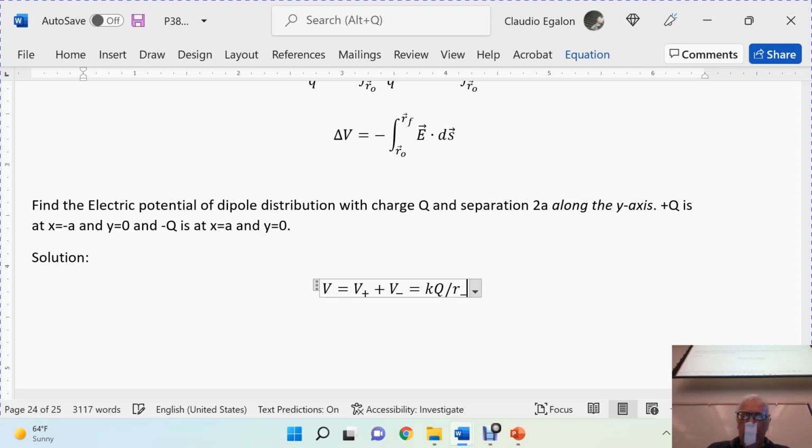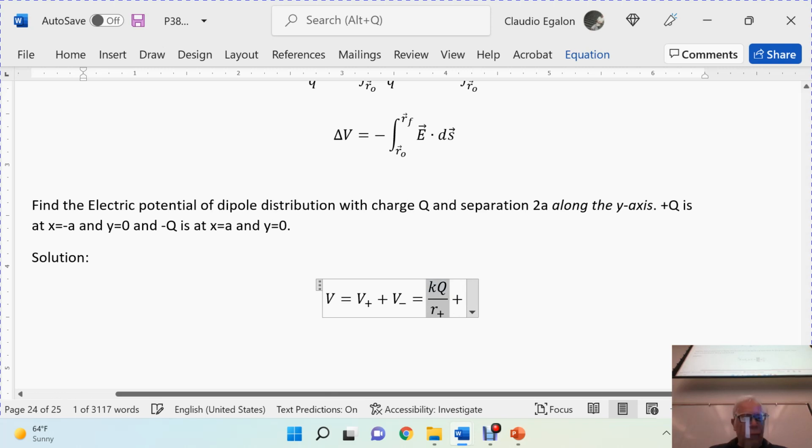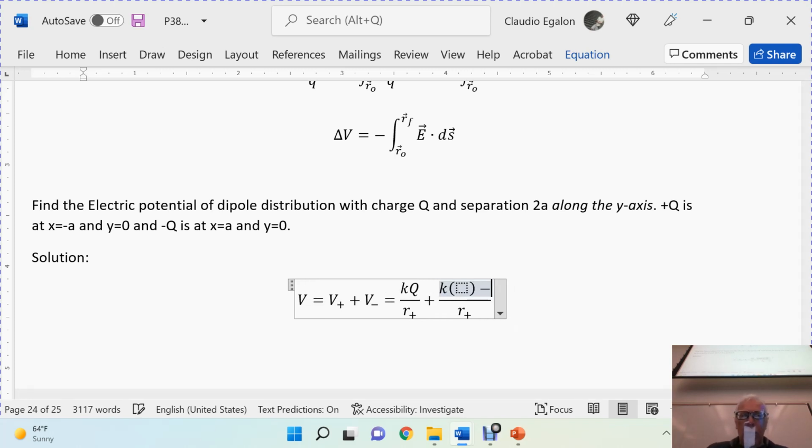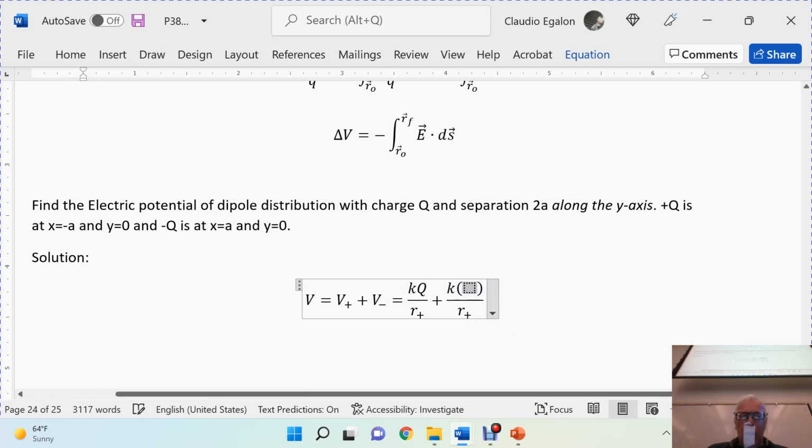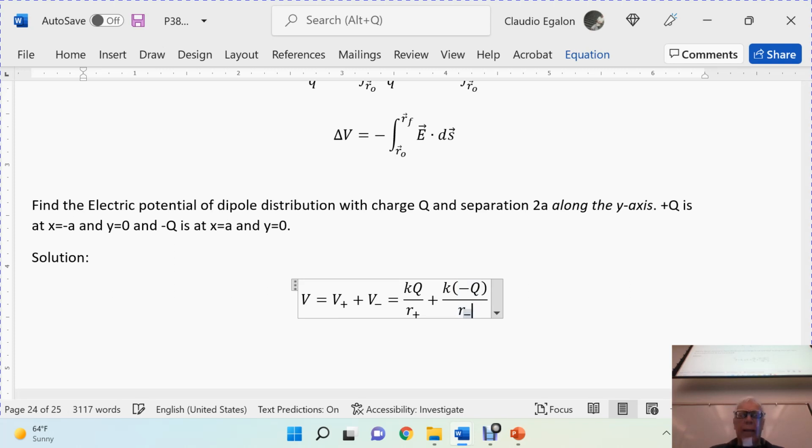by r plus, the distance of the positive charge to a point along the y-axis. And then we are going to have the sum of the electric potential of the negative charge. I'm going to emphasize writing here. Negative charge, minus Q. But then don't forget the distance also is going to be from the negative charge as well.